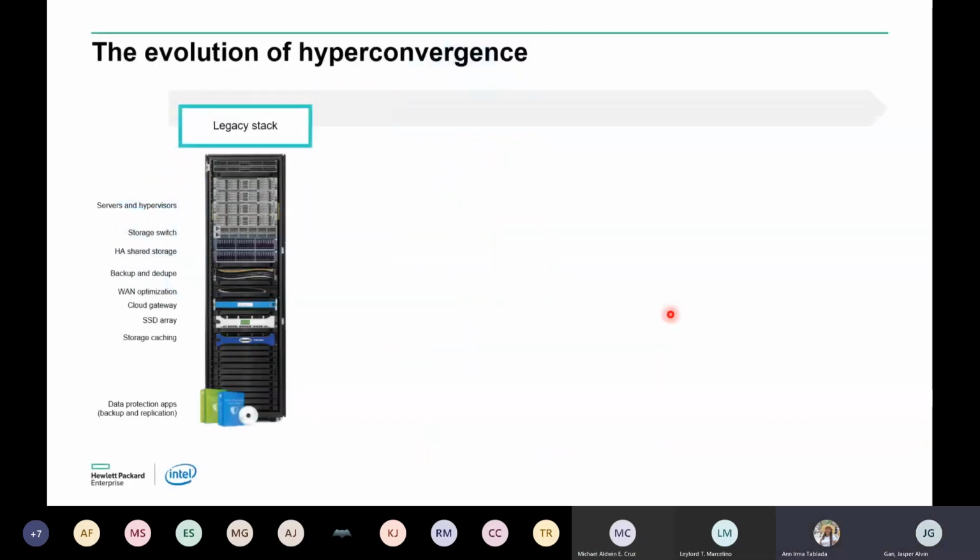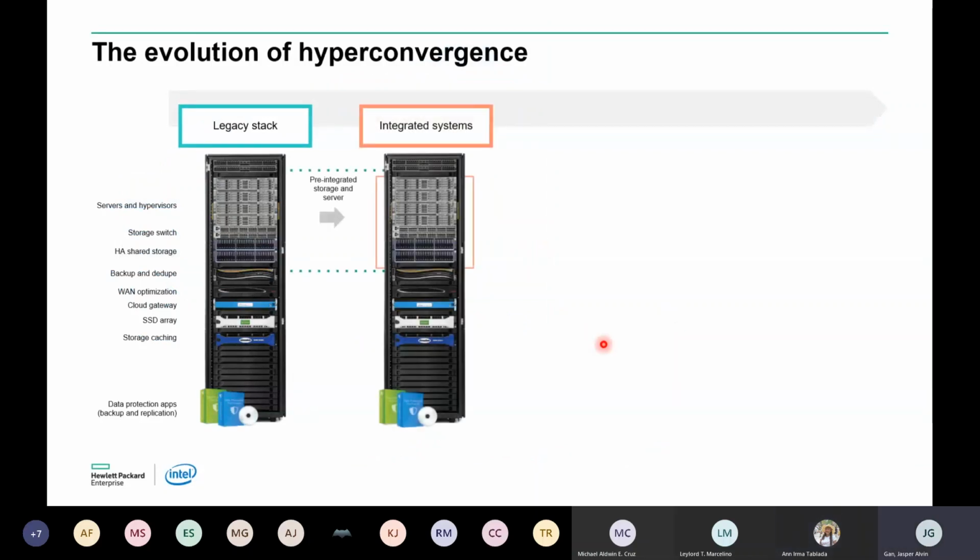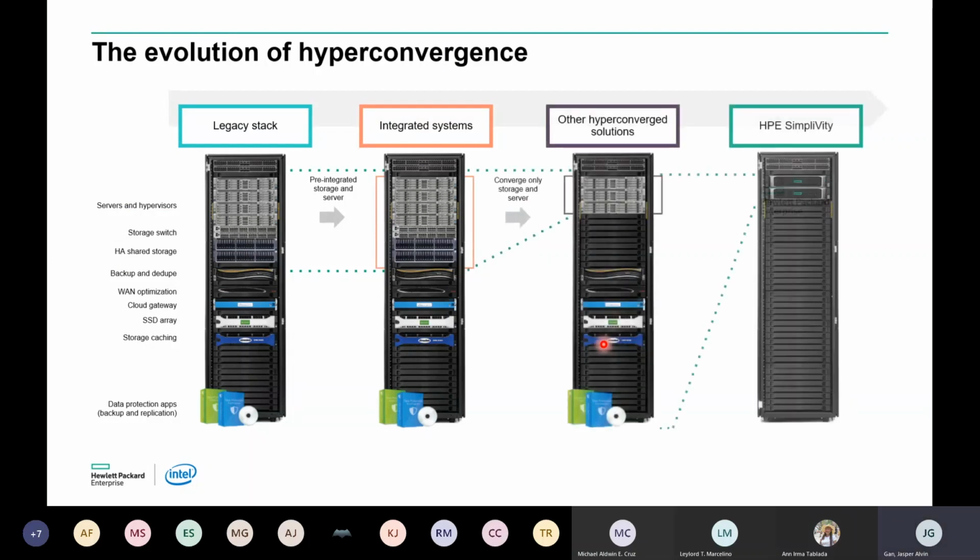Okay na. Okay. Yeah. Okay, so let's just go through the evolution of how we came to hyperconvergence. So as I've discussed, we have the traditional infrastructure as I've shown earlier. From there, the vendors or manufacturers then came up with the integrated system or a pre-packaged solution from the vendors which has pre-integrated server and storage for a specific purpose. But still, as we can see, all the components are still there. Hindi pa din siya na converge or na simplify.